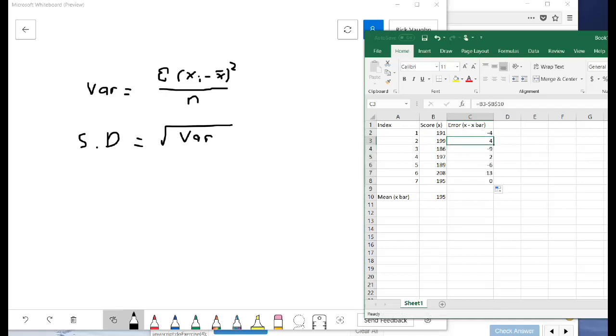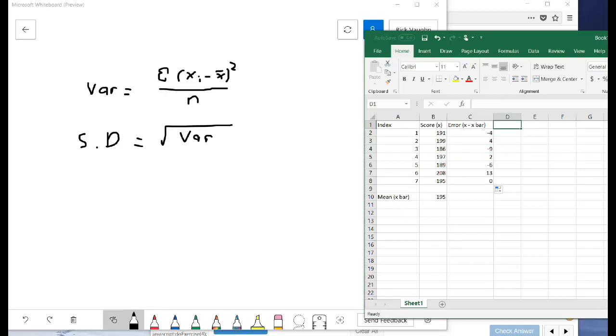So this one's going to be B3 minus B10, 199 minus 195, B4 minus B10, 186 minus 195, etc. And notice these have signs. They're positive, they're negative, they're 0, whatever. If you add all these up, you'll get 0. And so the average error should be 0. And that's really part of the definition of error, and it comes about because of the way we computed the mean. All right, so these are these numbers right here in the parentheses.